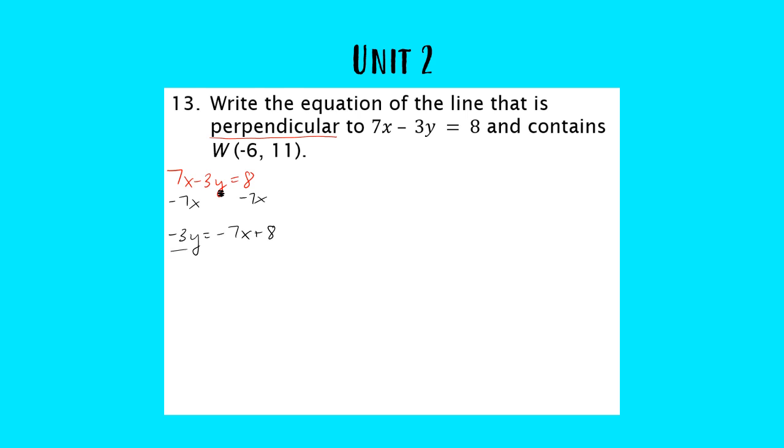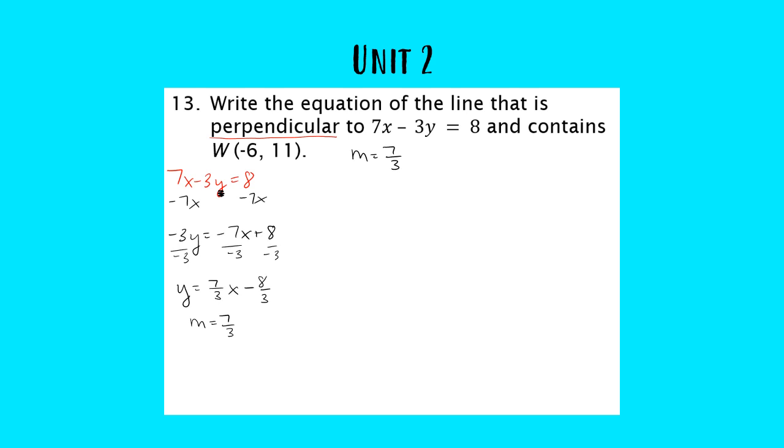And then divide every single piece by -3. And I get y equals, two negatives are going to make a positive. So this is now positive 7/3 x minus 8/3. So I have that the original slope of that first line is 7/3. So we need to take that 7/3, and that's the slope of my original line.